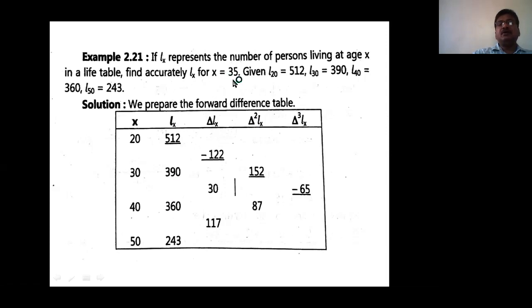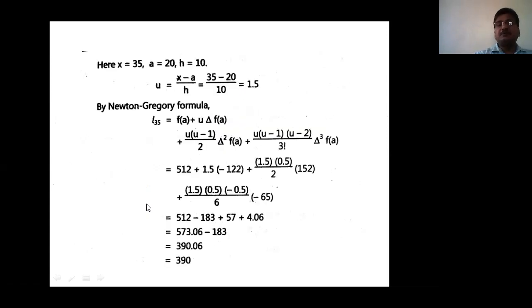So what is the question? We have to find the value of Lx at 35. That is, here 35 is in the middle of the values of x, and so we apply Newton's forward difference formula or backward difference formula. So we have to find the value at 35.